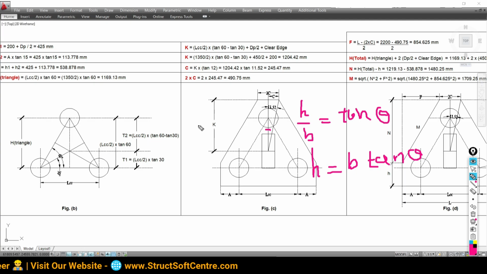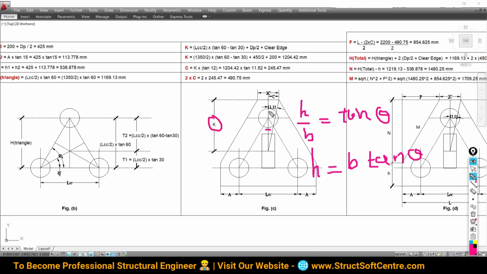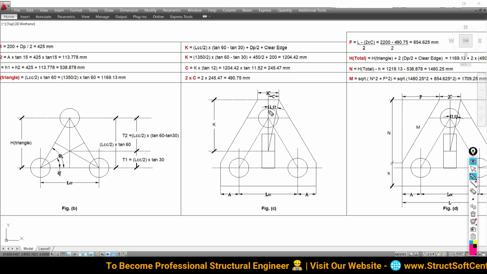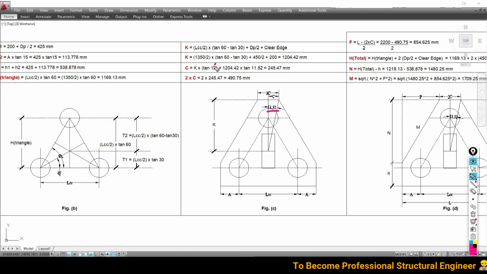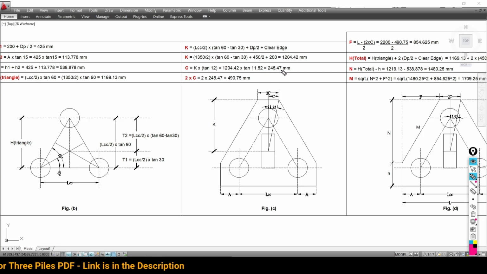Basically the base is nothing but your K. So K into tan of whatever the angle is. Here the angle is 11.52, so I am going to put K into tan 11.52. Basically it is not 12, it is actually 11.52. By mistake it is written as 12. So 11.52 we have to put here. So finally we get the C value as 245.47.